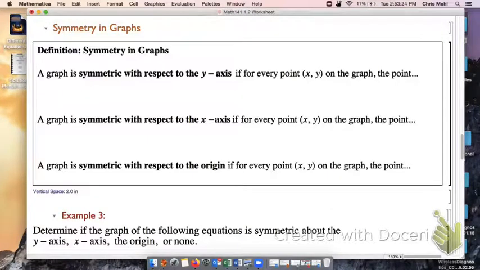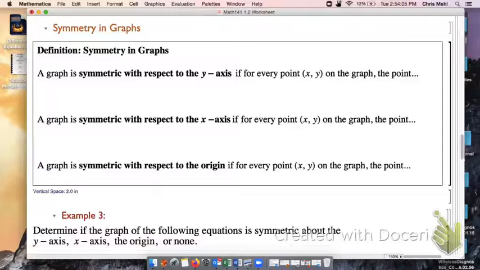Okay, next thing I want to do is talk about symmetry in graphs. Now, moving forward, when I'm talking about graphs, I'm going to be just talking about any graph. It doesn't necessarily have to be a graph of a function. So, it could be the graph of a circle. It could be either the graph of a function or not. Okay, and we're going to talk about various symmetries in those graphs with respect to the y-axis, x-axis, and the origin. Okay, so this is just about looking at the equation or relationship between the points on a graph.